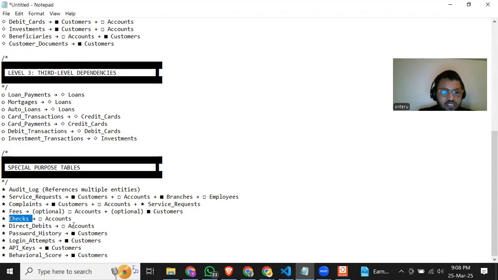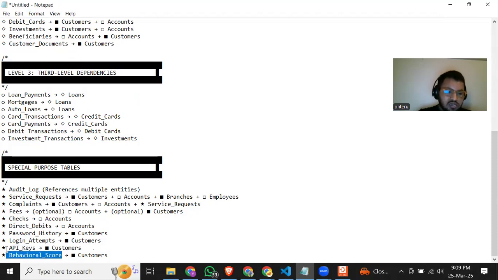That type of information is stored in the checks table. Direct deposits: if any customer goes to the bank directly and deposits cash into the bank, that information is stored in the direct deposits table, which indirectly depends on accounts. Accounts indirectly depends on the customers table. Then the independent tables, the password history and login attempts for security purposes, and the API keys and behavioral score.